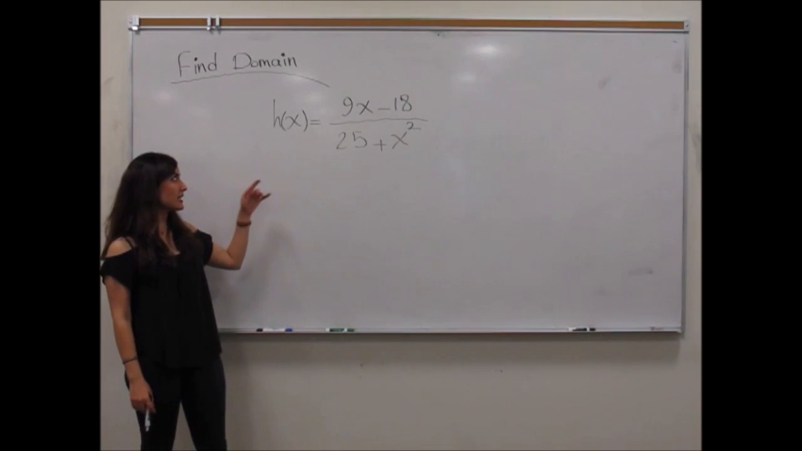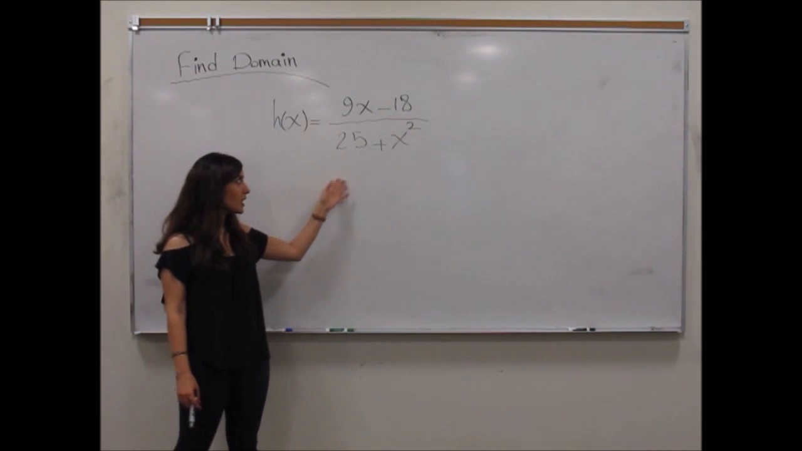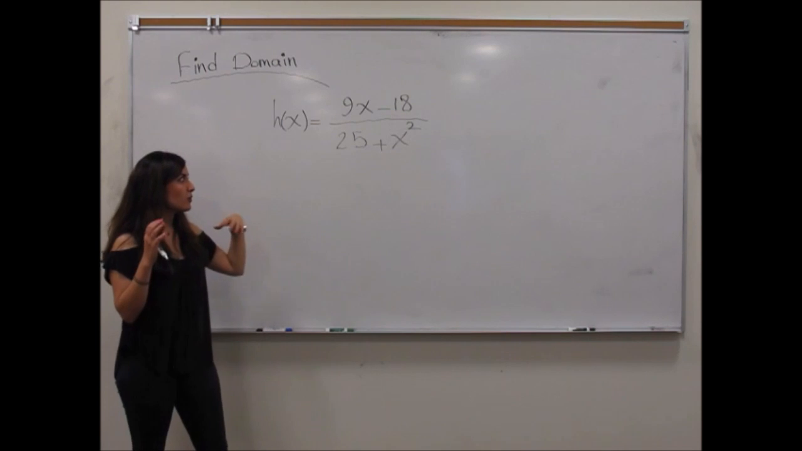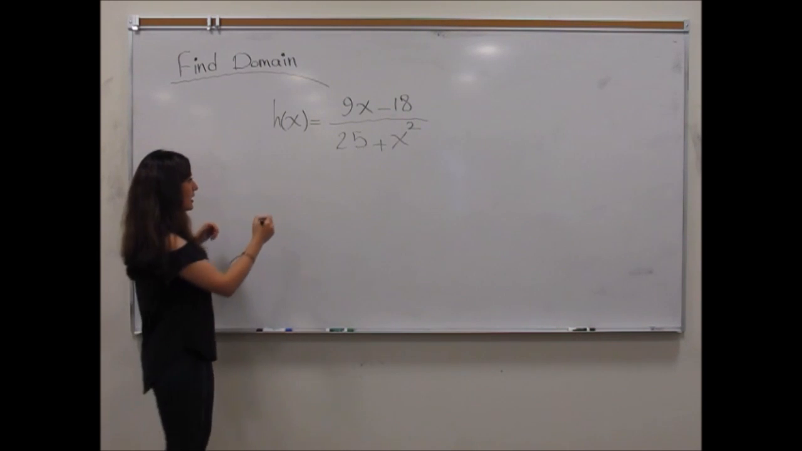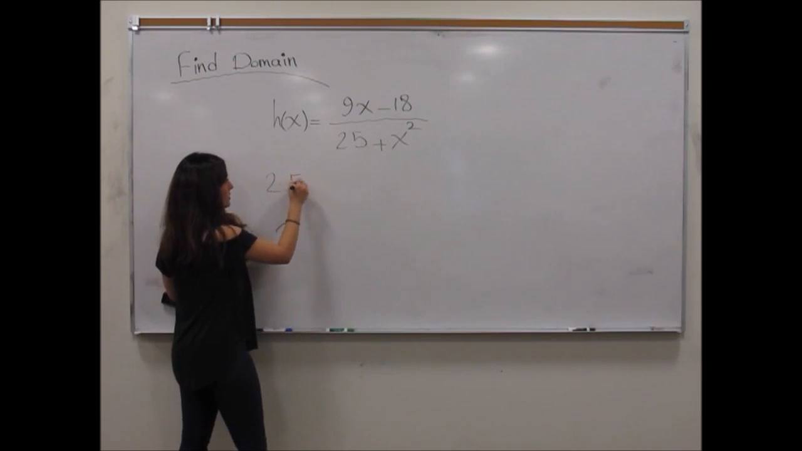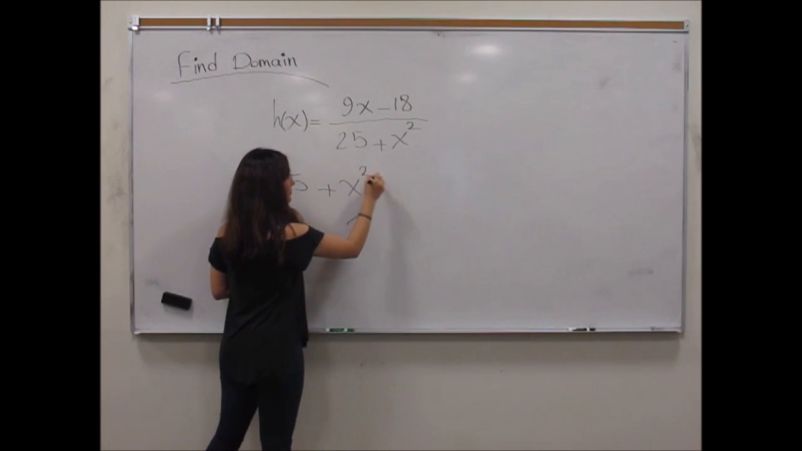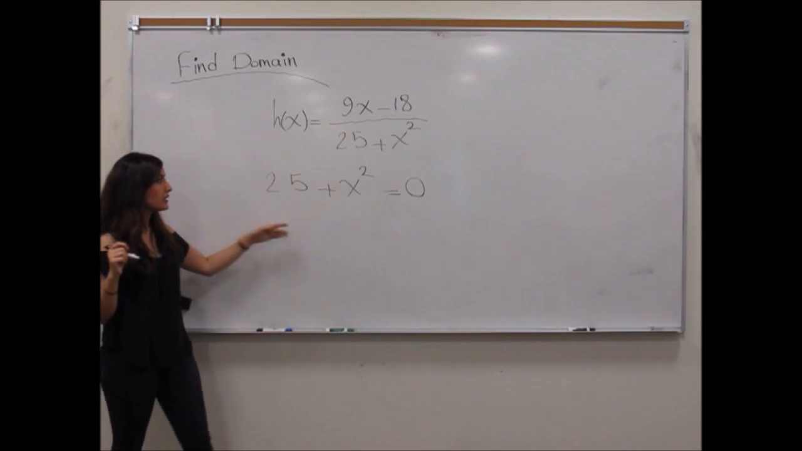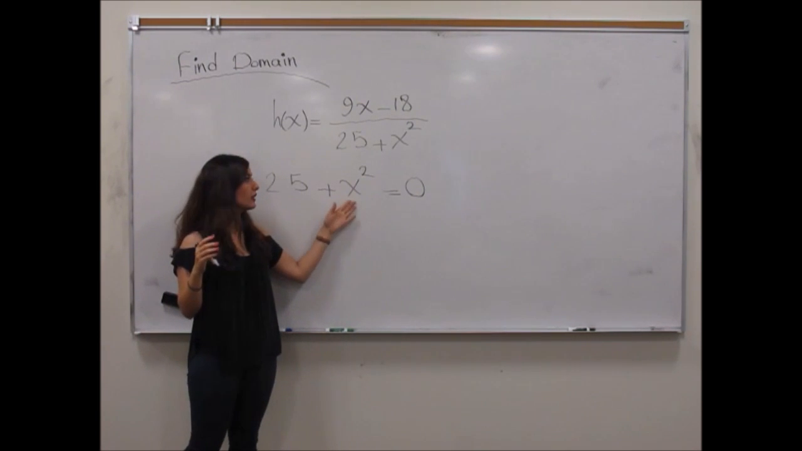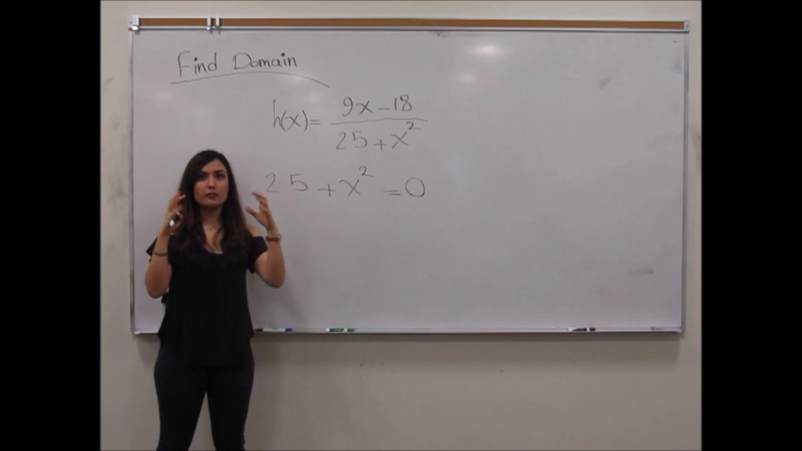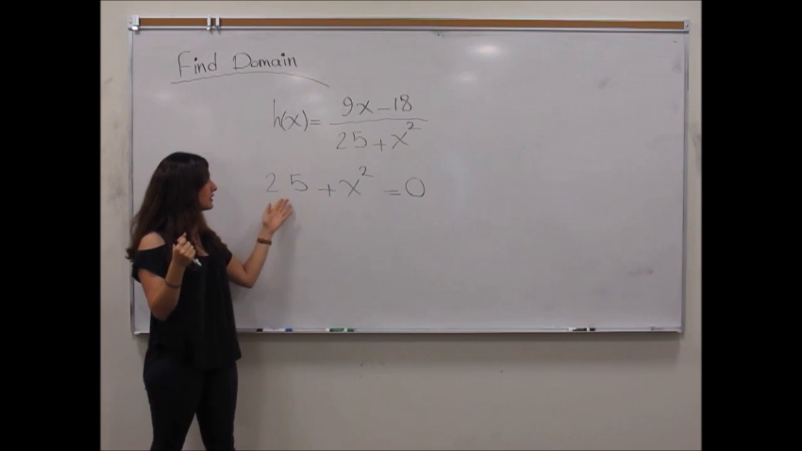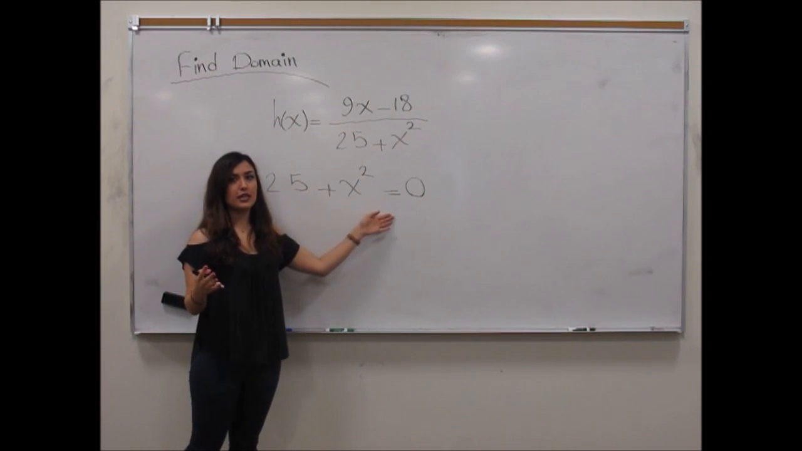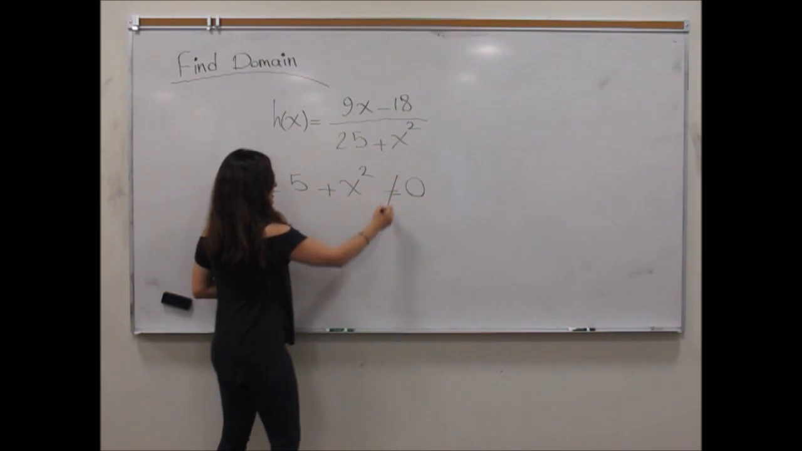Alright, so let's look at this example. h of x is equal to 9x minus 18 over 25 plus x squared. To see at what values this function is undefined, I set the denominator equal to 0. 25 plus x squared equal to 0. If you think about it, if I plug in any number for x here, when I square that number, I get a positive number. And then when I add the 25, I still get a positive number. So this cannot be 0. This is not equal to 0.